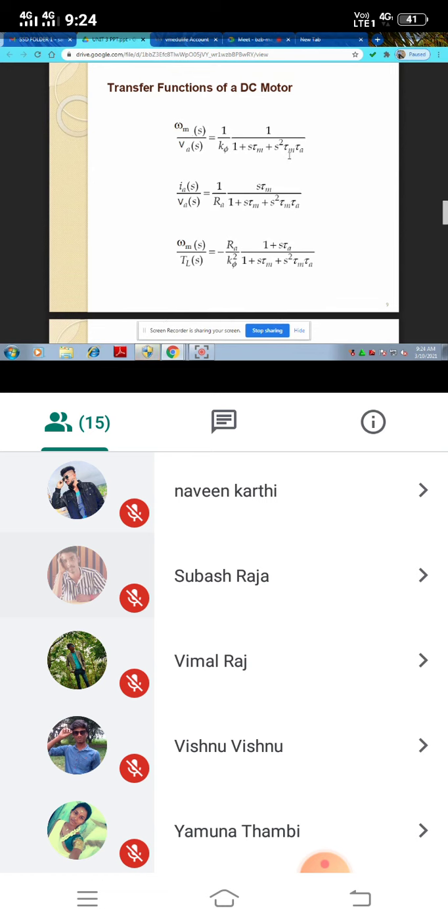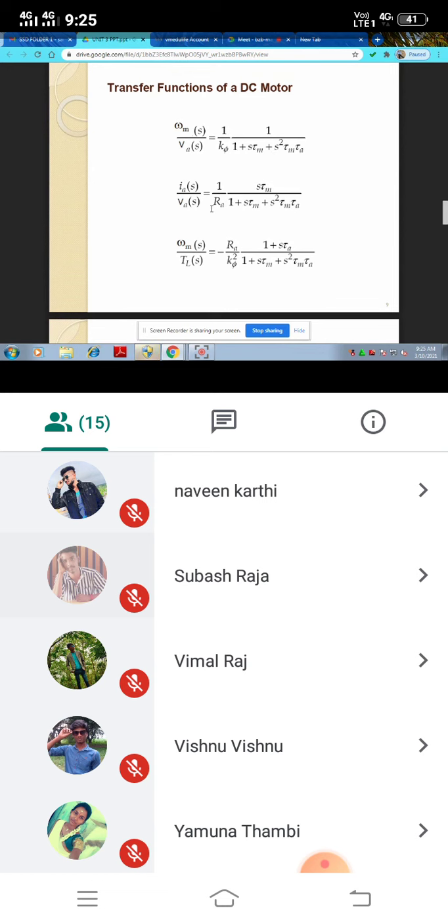S and S square mean the differentiation of the Laplace equation. That means S is d by dt, and S square is d square by dt square. So this is the differentiation of the various fluxes across the DC motor. So the equation means that.